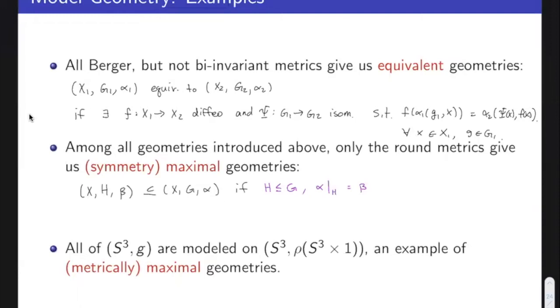A geometry is a symmetry maximal geometry if it is not a subgeometry of other geometries. I should also mention that all of these geometric structures are modeled on this geometry, which is an example of metrically maximal geometries. So what do we mean by metrically maximal? It just means that you have the largest.